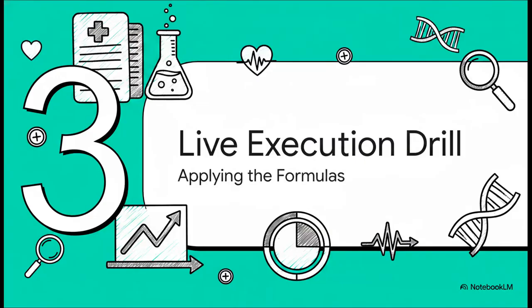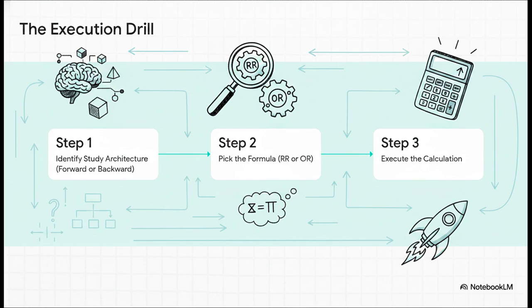Let's move to Section 3, the live execution drill. Time to put these formulas on trial. Okay, let's dive into a simple 3-step algorithm that turns complex biostatistics into a totally straightforward, logical process. By forcing yourself to systematically identify the architecture first, you completely eliminate the chance of using the wrong formula. Step 1, identify the architecture. Step 2, pick the formula. Step 3, execute.